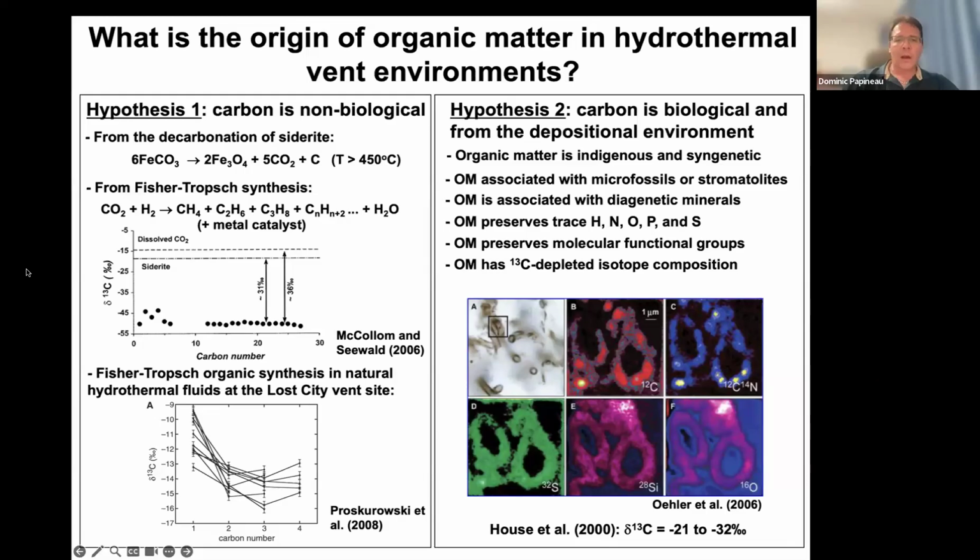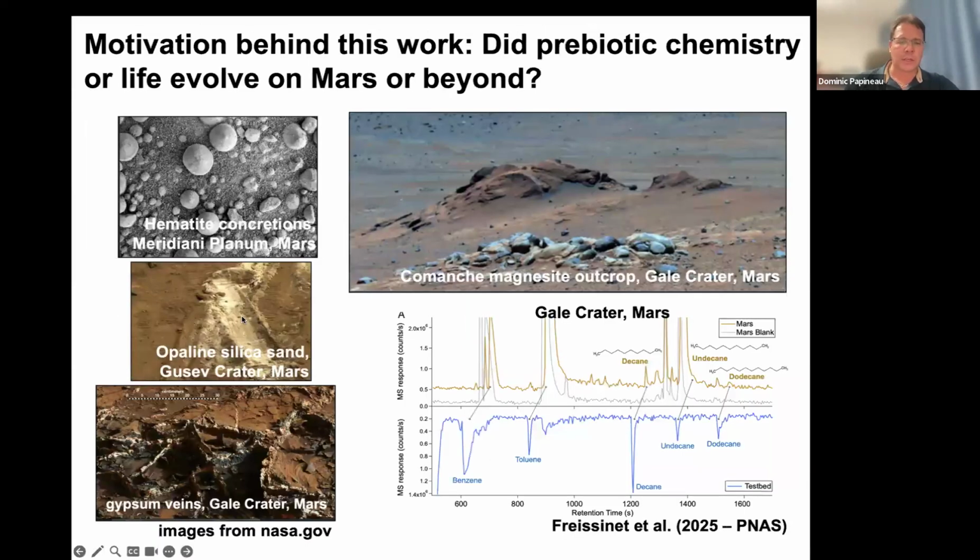And there are some hints of possible prebiotic chemistry on Mars, including carbonate outcrops, hematite concretions, and opaline silica sands. These would be good places, good sediments, to seek biological signatures on Mars. And recently, some organic carbon, including alkanes with 9, 10, 11, 12 carbons in the chains, was detected in soils from Gale Crater, reported recently by Freissinet and her colleagues in PNAS.